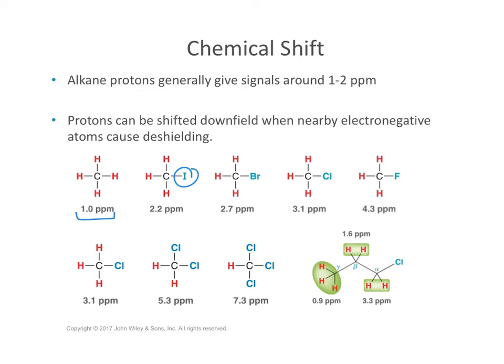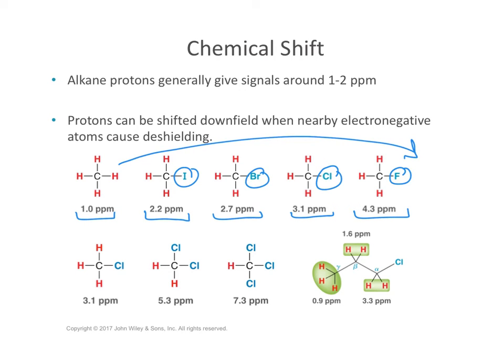By adding a halogen, iodine, that shifts those hydrogens to 2.2 ppm. If we add the more electronegative bromine atom, they shift to 2.7. If we add the even more electronegative chlorine, they shift downfield to 3.1. And if we add fluorine, the most electronegative element on the periodic table, then they show up at 4.3 ppm. So notice that the hydrogen signal shifted further downfield when an electronegative atom was attached.